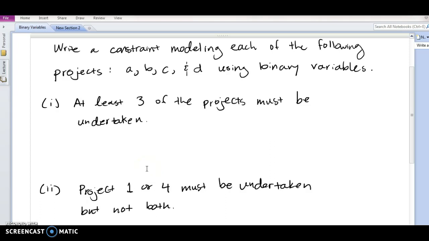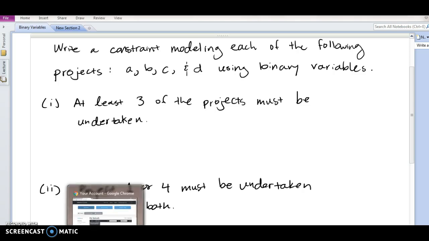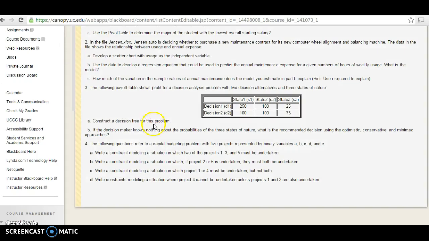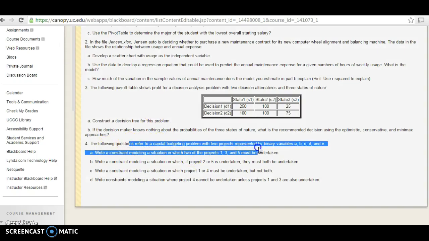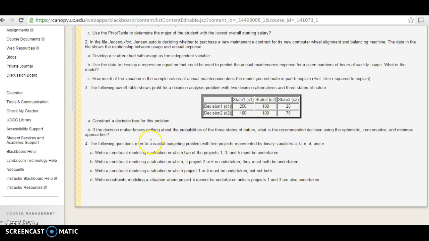Okay, so this is Dr. Lennon, and we are going to look at a problem similar to problem number 4 on the final, where we talk about a capital budgeting problem with 5 projects represented by binary variables, and you want to just write a constraint by hand modeling each situation.